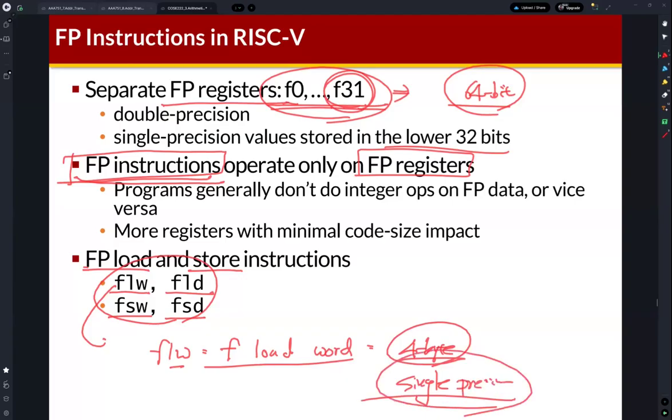Okay, it loads a single precision number from memory. FLW. Because the registers are separated, we need to use the floating point instruction FLW to access the floating point registers.